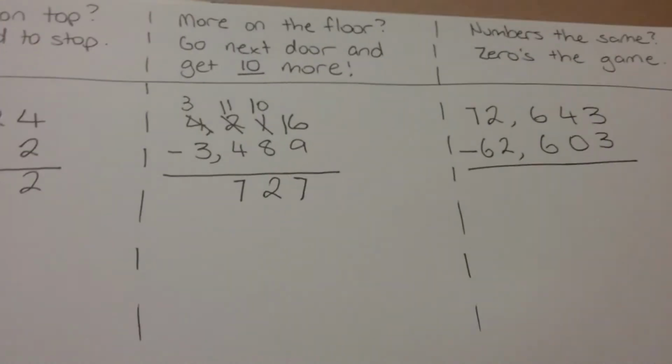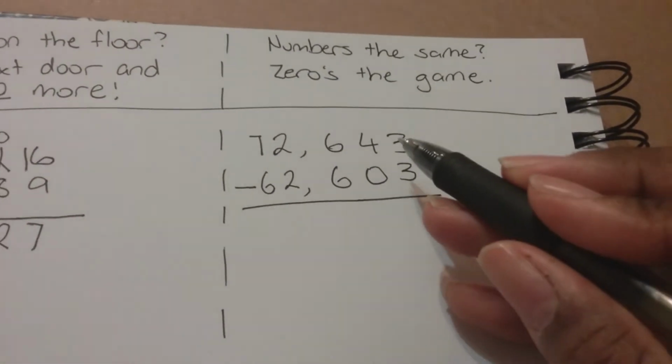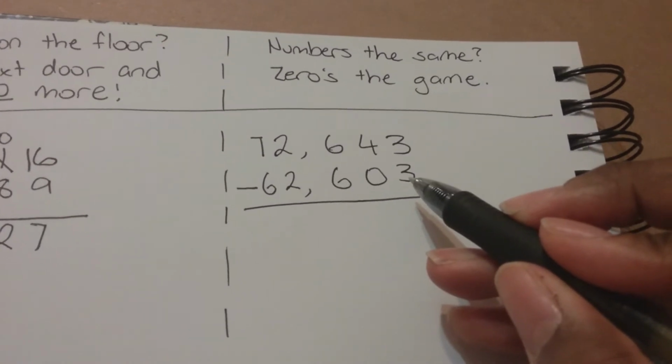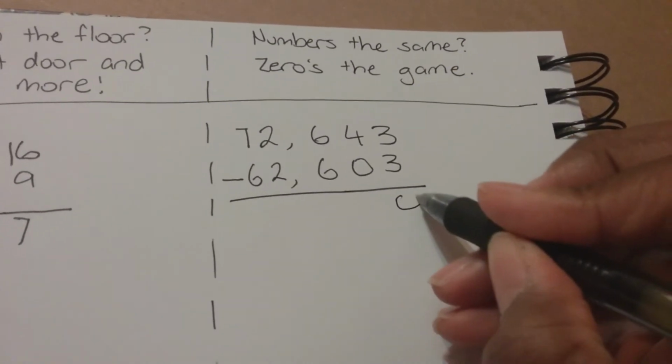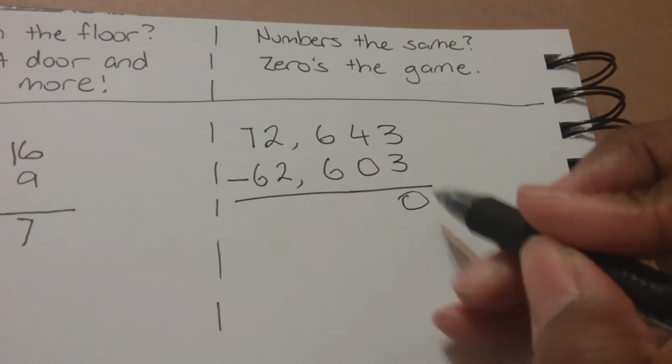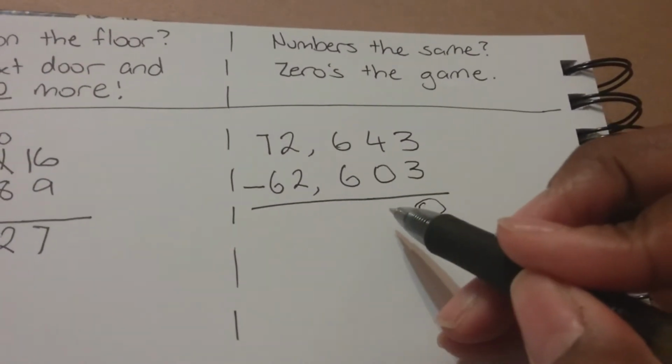Now what about that last one? Numbers the same, zero's the game. If both the digit on top and the bottom are the same, they cancel each other out. 3 take away 3 leaves nothing, 0. Some people, for some reason, write back the same number. They'd put 3 take away 3 is 3. Don't know why. 4 take away 0.